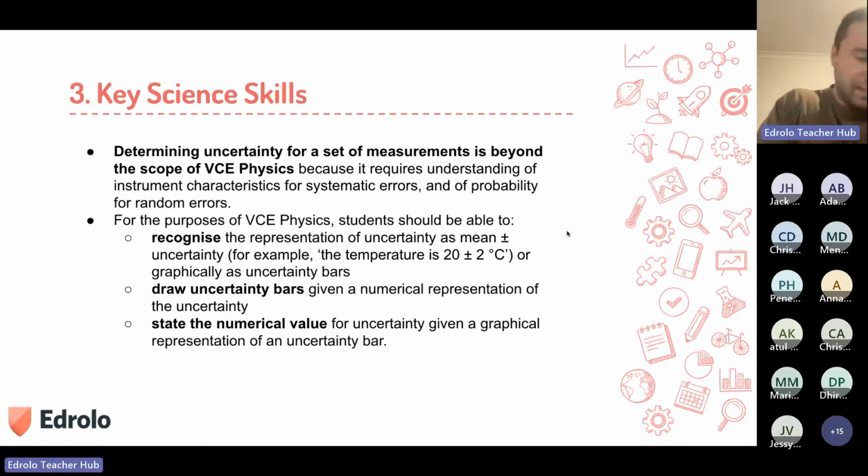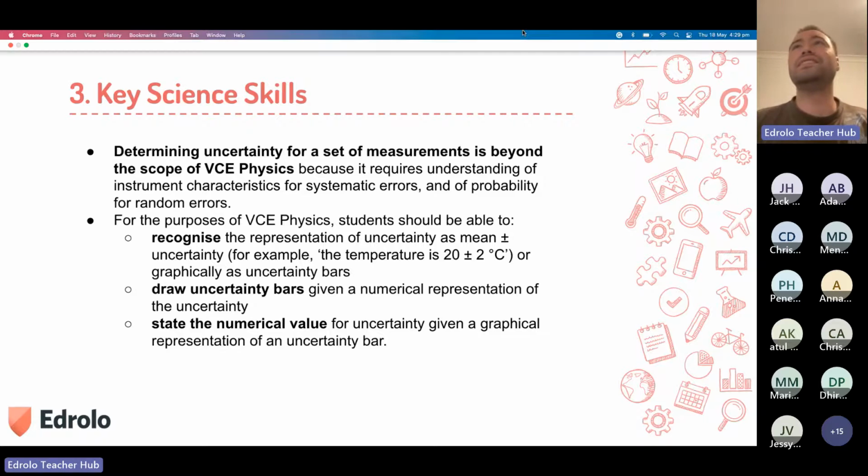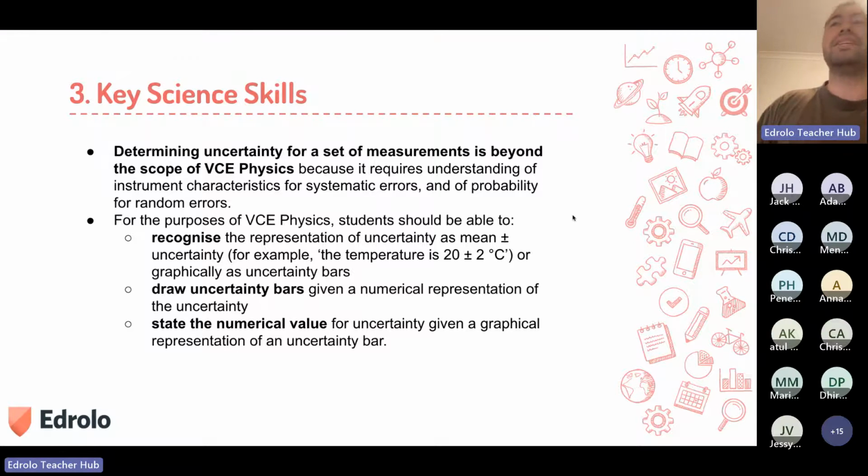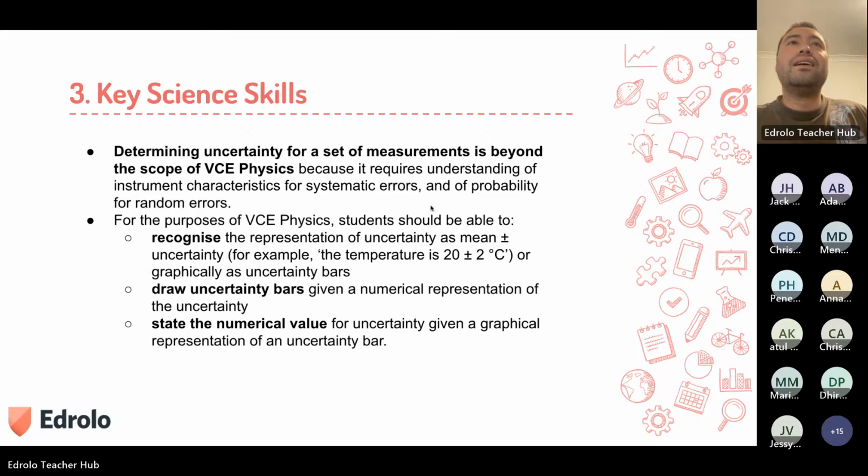Okay, uncertainty in physics. Well, this is one that physics has never really agreed on. Essentially, there are only 3 things in VCE physics that a student needs to be able to do with uncertainties. They need to be able to recognise the representation of uncertainty, i.e. the uncertainty of this temperature is plus or minus 2 degrees, or graphically as uncertainty bars.